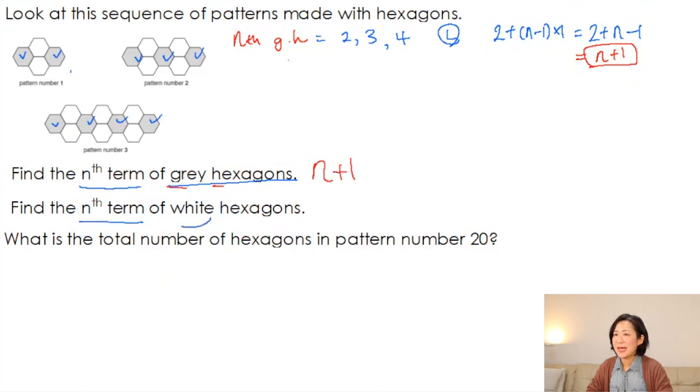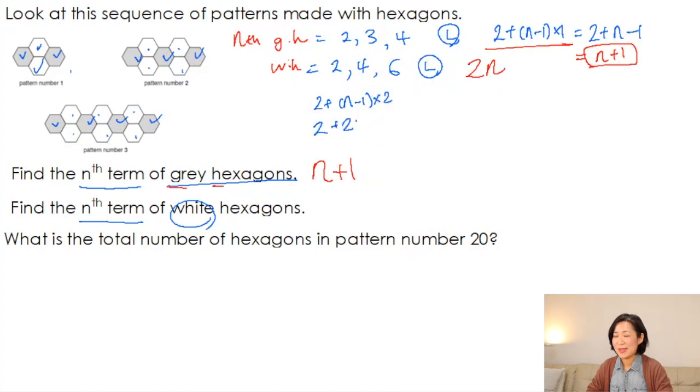Now let's focus on our white hexagons. Let's count how many white hexagons we can see in each term. So 2, then 4. Ooh, we can see the pattern. 6. So this is linear as well because it increases by 2. So let's quickly write down our formula. You can notice that 2, 4, 6 is an even number pattern, right? So you can simply write down 2n. You remember, right? So the white hexagons are the even number sequence.